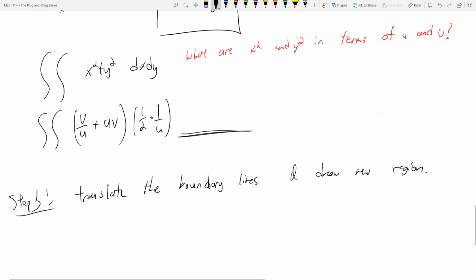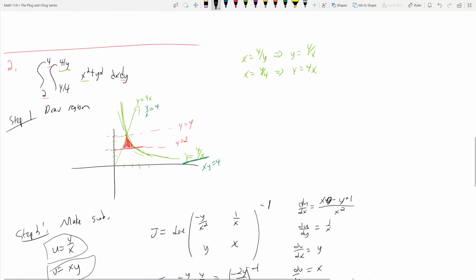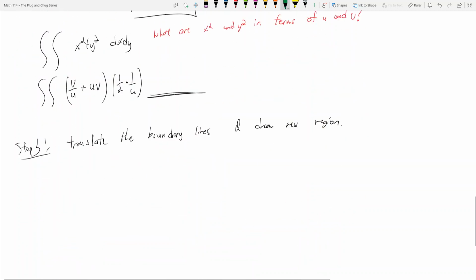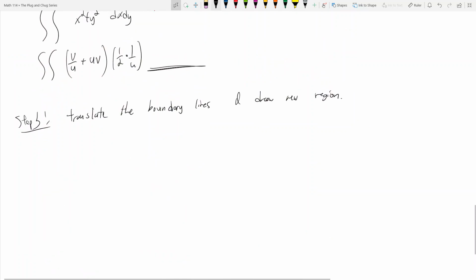So what does that mean, right? Previously, in the previous example, it was really easy to figure out what our bounds were because we'd simply say, okay, this one is just u equals 4, and this one is just v equals 4. However, that just means we have two lines translated of a region. We still have this red line here, y equals 2, that needs to be translated as well. So we have two lines.